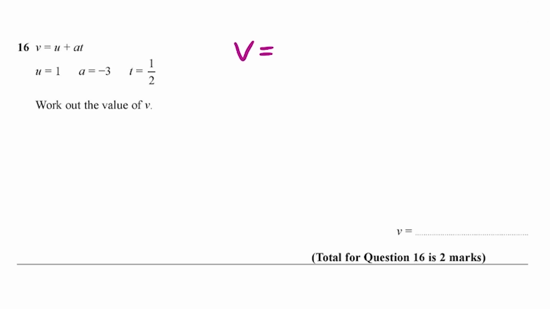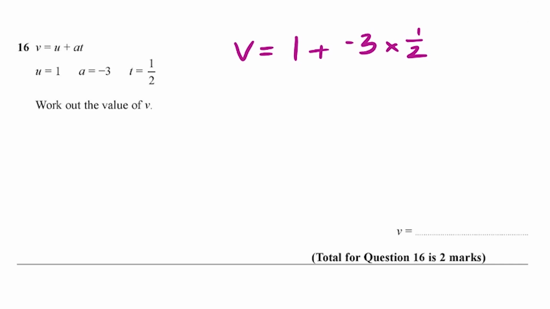So V is equal to U. Well, we know that U is equal to 1. So we're just going to write a 1 instead of U. Add AT. AT just means A times T. And we're told that A is -3. So we're going to replace A with -3. And we're going to multiply that by T. And we're told that T is 1/2. So we end up with V is equal to 1, add -3 times 1/2.